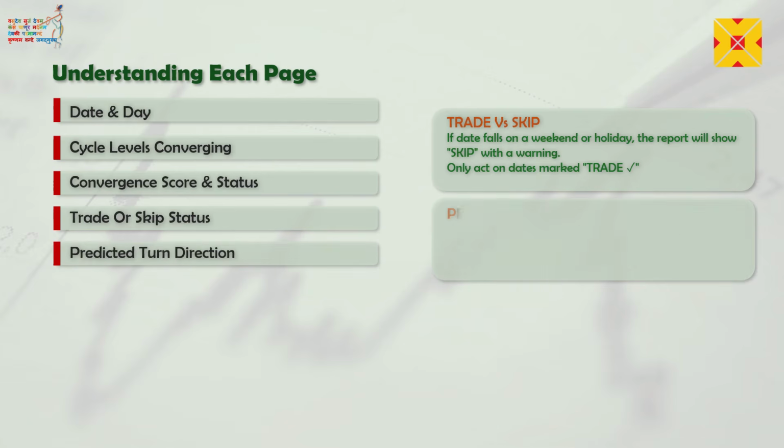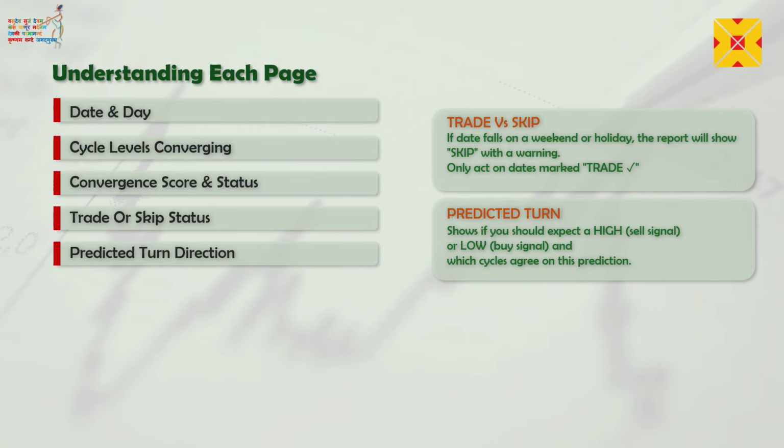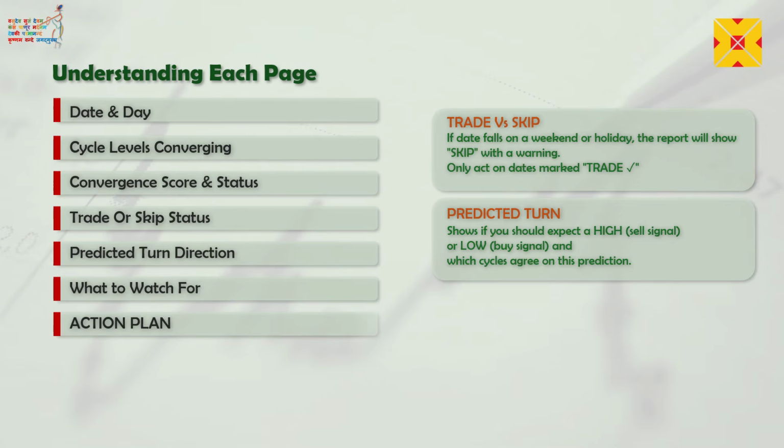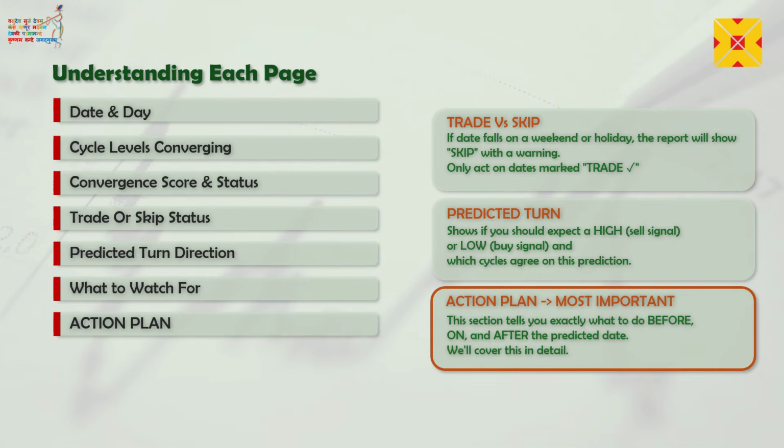The predicted turn section shows if you should expect a high, which is a sell signal, or a low, which is a buy signal. The most important section is the action plan. This tells you exactly what to do before, on, and after the predicted date. We'll cover this in detail in the next few slides.